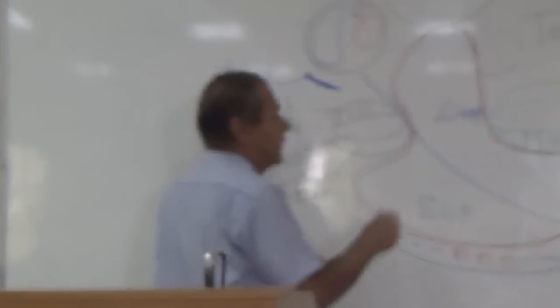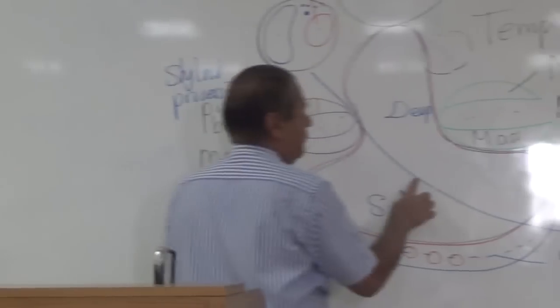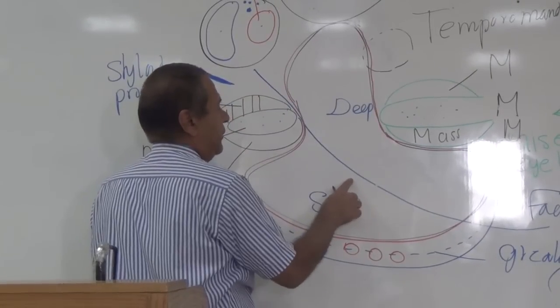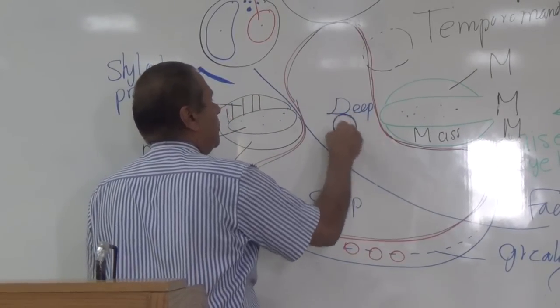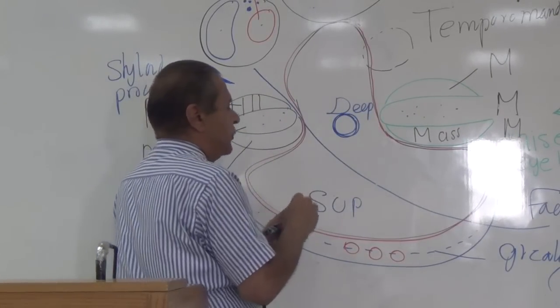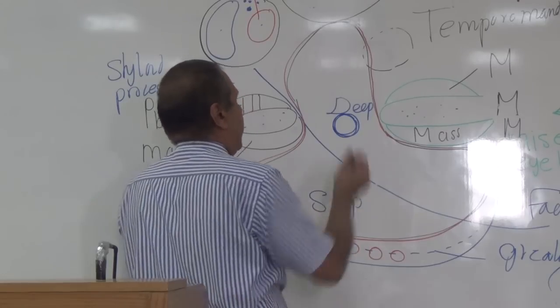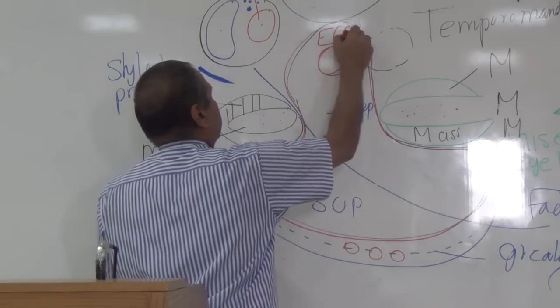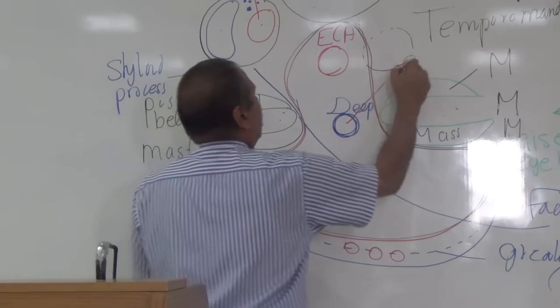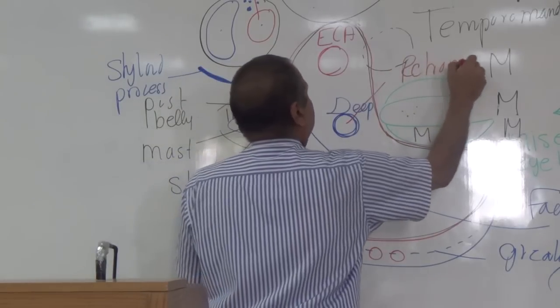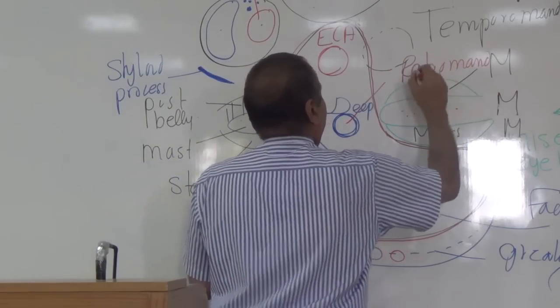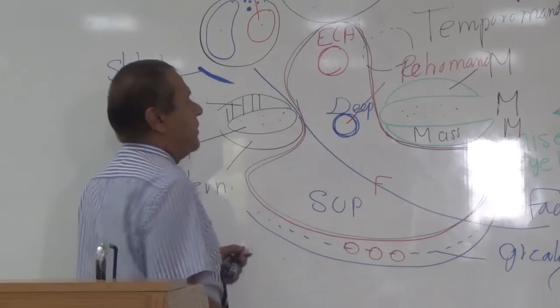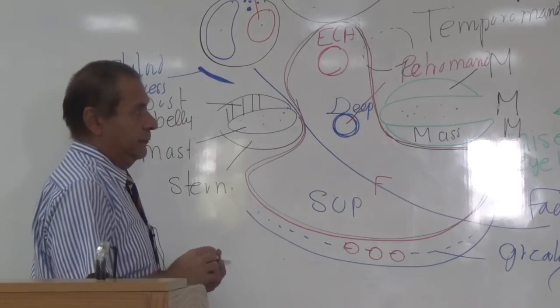Also, concerning the structures inside the gland, the most superficial structure inside the gland is the facial nerve, then the retromandibular vein, and the deepest structure inside the gland is the external carotid artery. And this is the retromandibular vein, and this is the facial nerve. This is the main content of this gland.